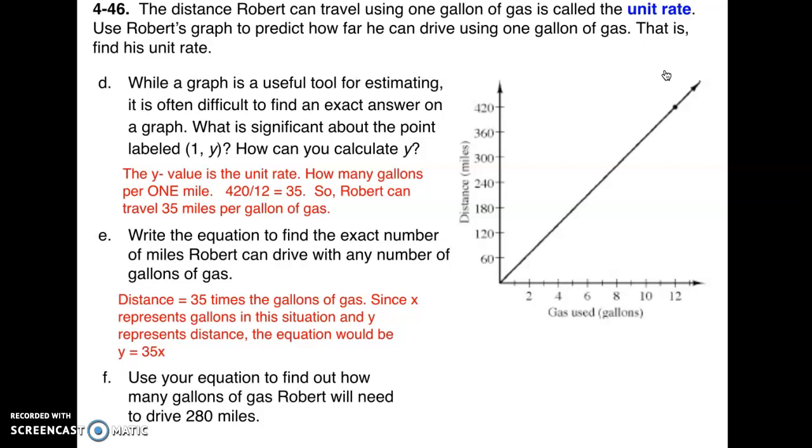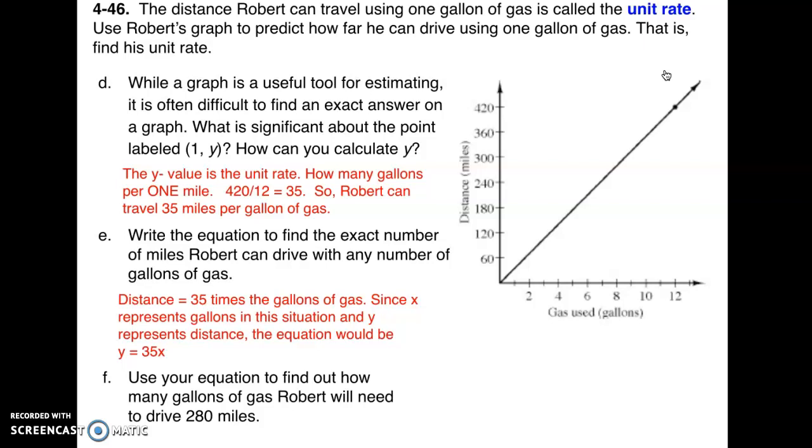We know that distance is our y value, gallons is our x value. We know that if I have 1 gallon of gas, I multiply that by 35, I can travel 35 miles. If I have 2 gallons of gas, I multiply it by 35, I can travel 70 miles. If I have 3 gallons of gas, multiply that by 35, I can travel 105 miles. So we have an equation y equals 35x.